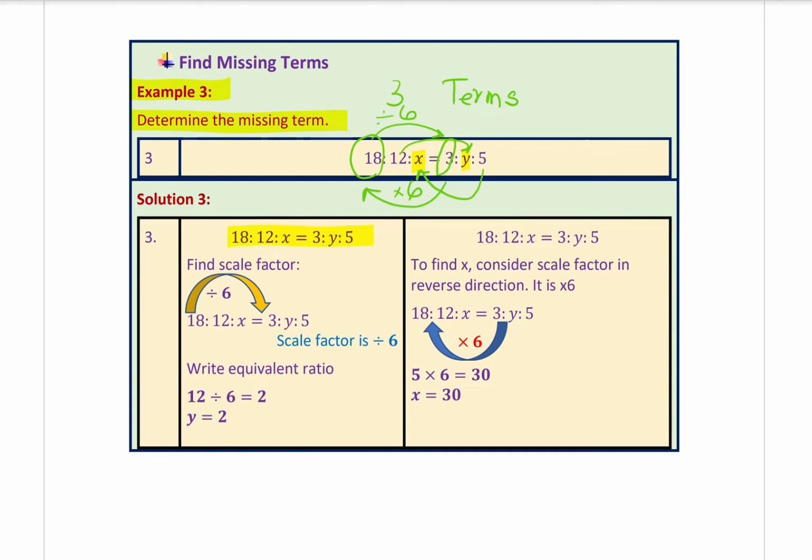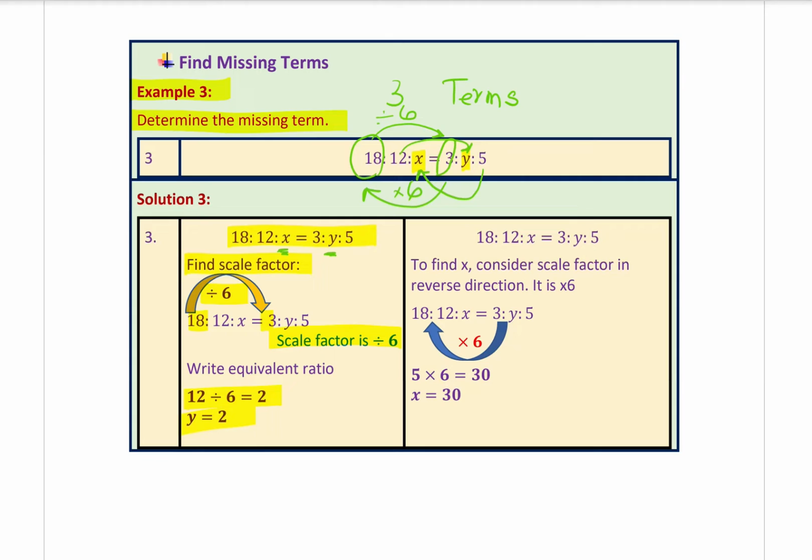So we have this with two missing terms, and the missing terms are x and y. To first find the scale factor, we compare 18 and 3, and we know when you divide 18 by 6 you get 3. So the scale factor is 6. We'll divide 12 by 6 to get the y value, which is 2.